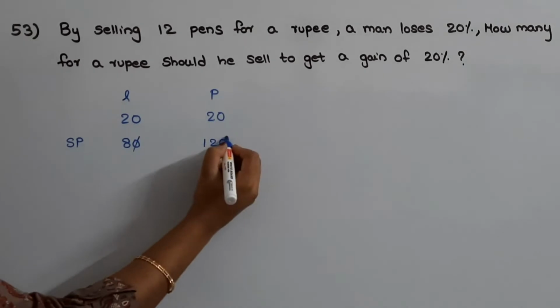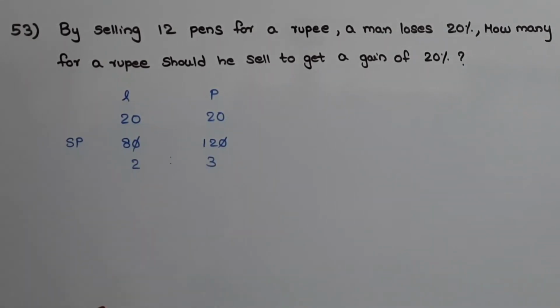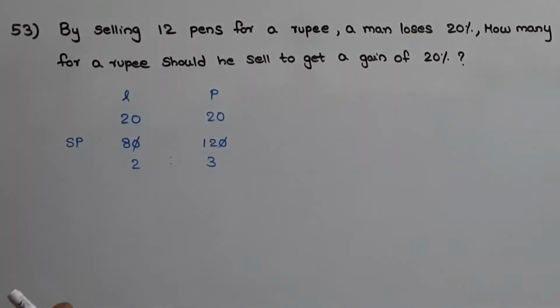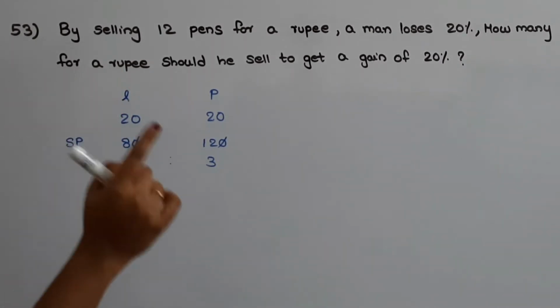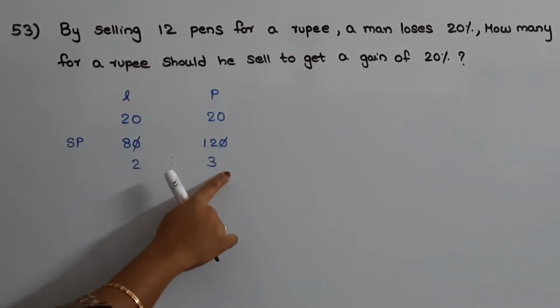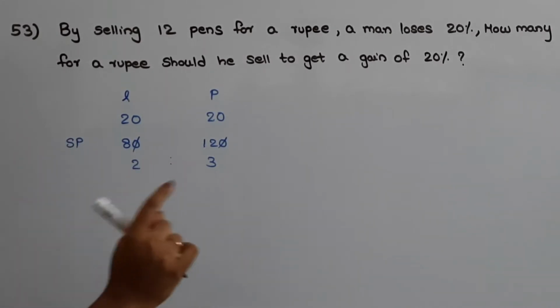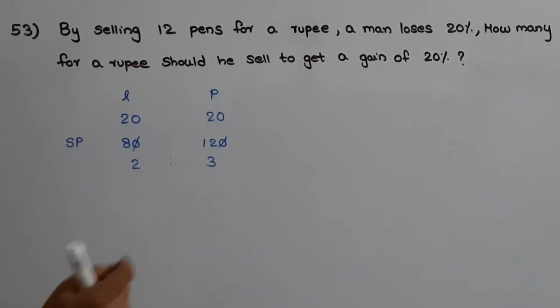So the ratio of the selling price will be equal to 2:3. Now in the first case he sold each pen for a rupee. So in the second case also he should sell each pen for a rupee. But he should get a profit in the second case. So in order to get a profit in the second case, by maintaining the selling price of each pen same, he should reduce the number of pens which he is selling.